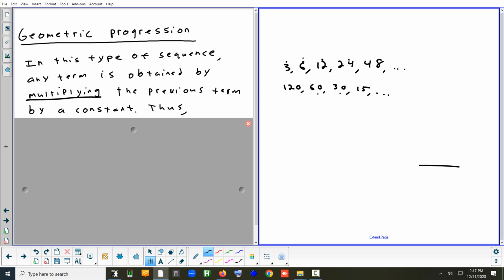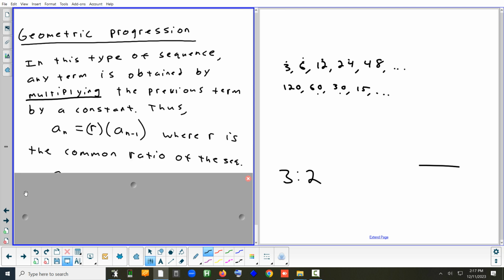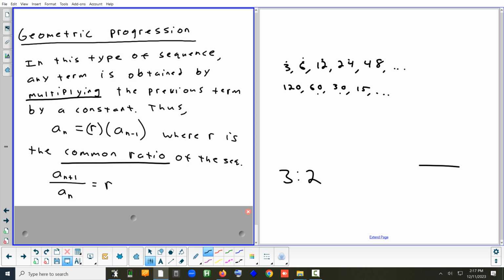Especially if you wrote something like this. Anyone remember how you read that in geometry? Ratio, right? 3 to 2, it's like a ratio. So that's why, instead of using a D in this formula for common difference, we use R, where R is the common ratio. So the idea is to get R.